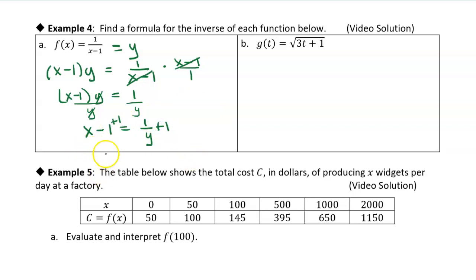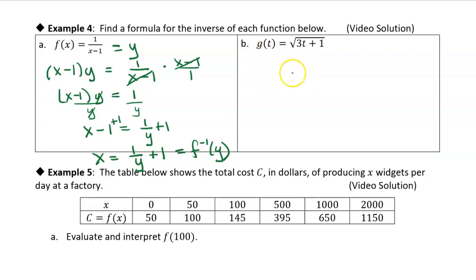So what I'm left with is x, kind of running out of room here, x is equal to 1 over y plus 1. And that's my f inverse of y. So that's my inverse function. Now I could have done this another way. I could have distributed the y. I would get an equivalent answer, but it wouldn't look exactly like that. But let's go on to the next part.